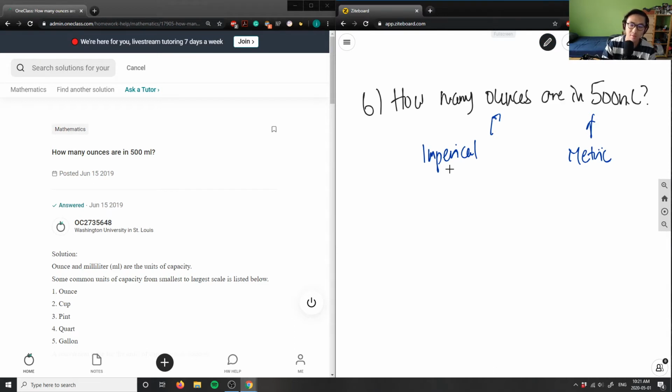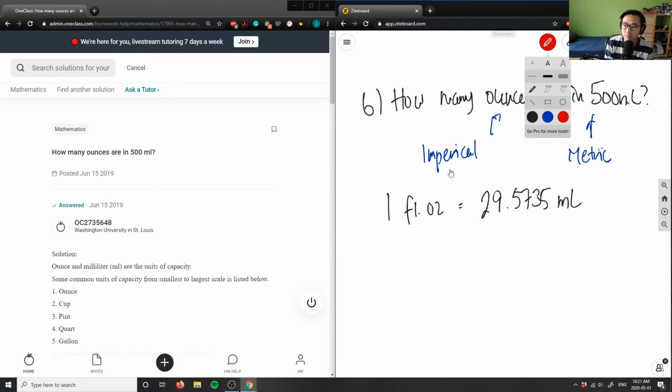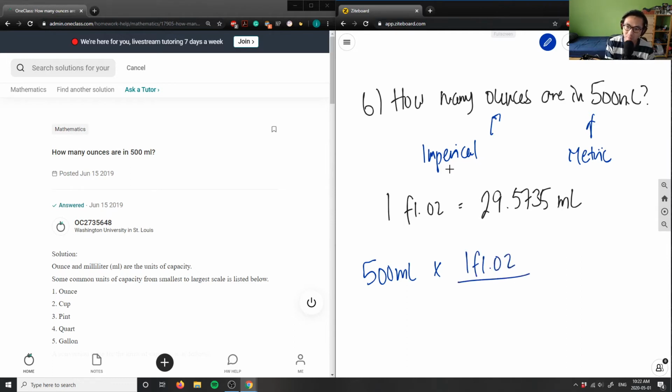So it says here that if I want to convert ounces to milliliters, I know that my conversion factor would be 1 fluid ounce equals 29.5735 milliliters. So if I know this conversion factor, I now have to find how many ounces are in 500 milliliters, right? So let's see. If I have 500 milliliters, I'm going to multiply that by how many fluid ounces are in a milliliter. I have 29.5735 milliliters in a fluid ounce, right?